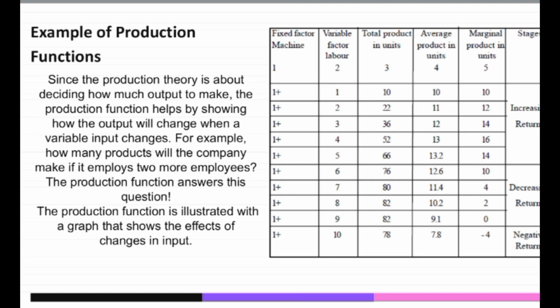As you know, the total product is all the production produced by the workers in a firm. Average is per worker production, and the marginal is the increase in production per one increase in labor. Okay. So the production function is illustrated by a graph showing the effects of.